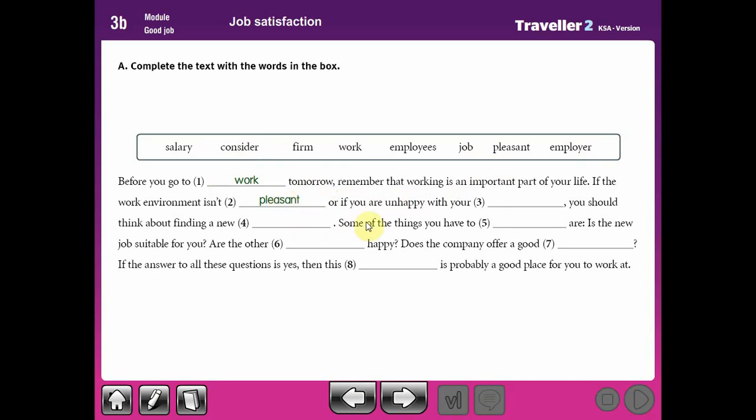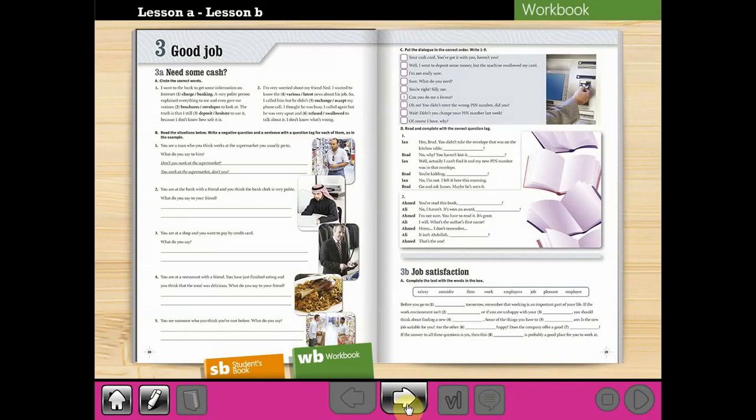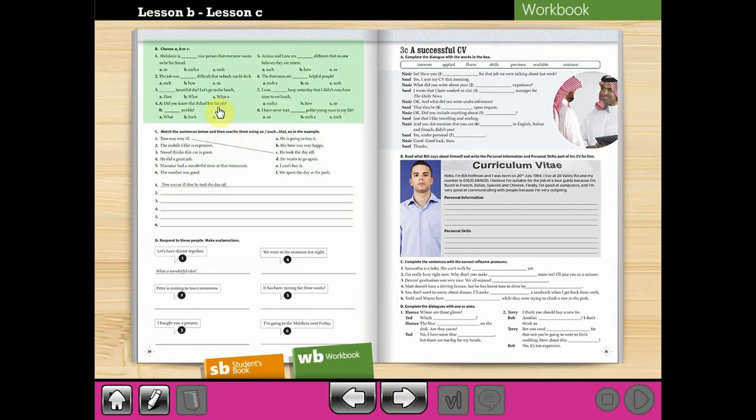Work environment isn't pleasant, and with your employer and new job, you have to consider the other employers or the employees, a good salary. Salary means the money you take by the end of each month. When you have a job, you have to take a salary by the end of each month. Then this firm, as we said, firm means a company. To the next page. I think we answered this question in the previous videos, and so on.